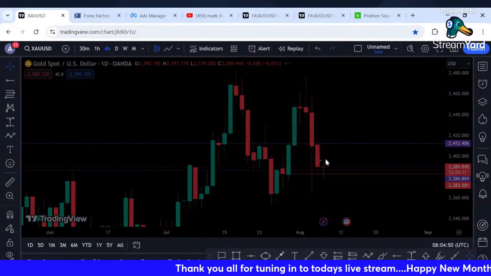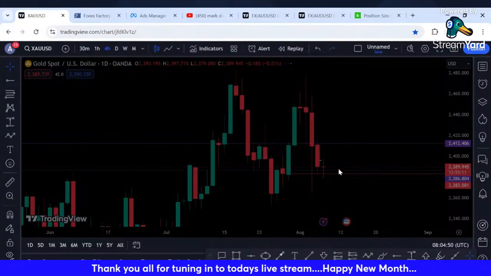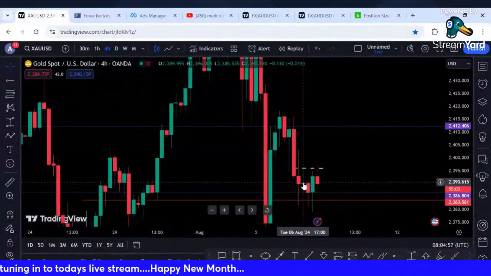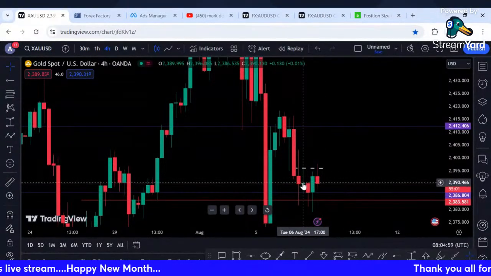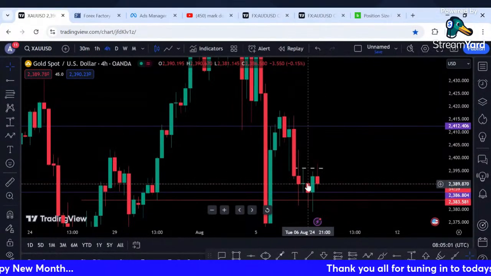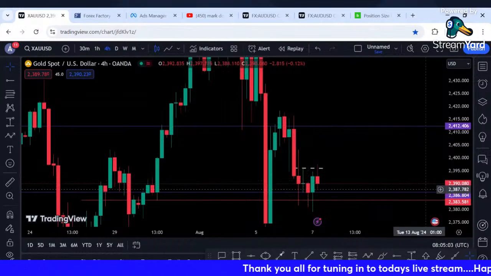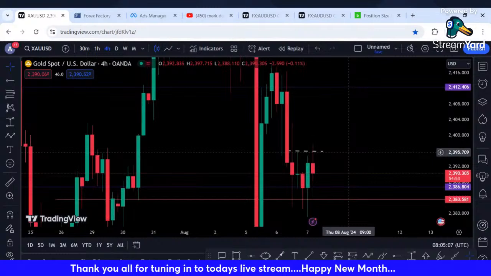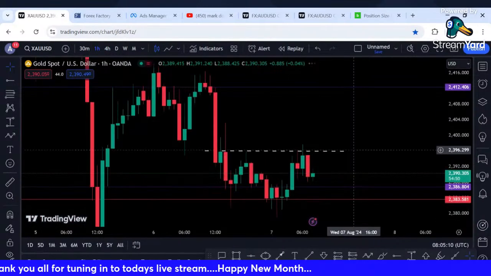There is a strong key level. The H4 too has done what? I use this one to say that there has been a shift in structure. So I can see a buy on gold.